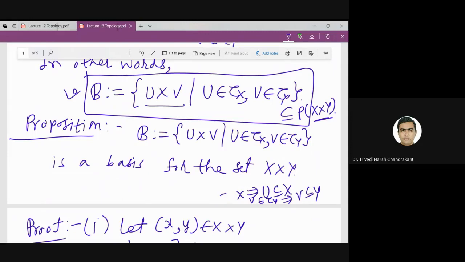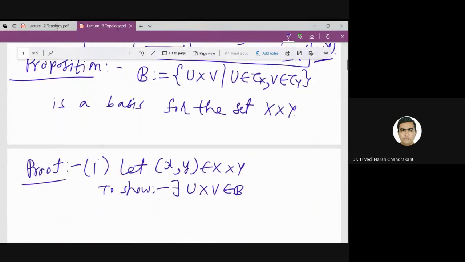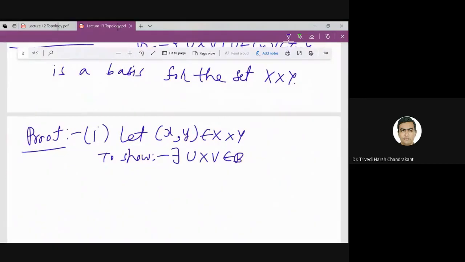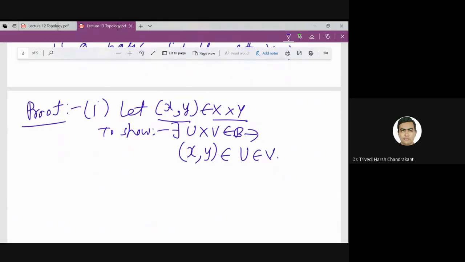Now we need to check that this is a basis. So that is what we were discussing. First, to discuss the first property, for every element of the set we have to find a basis element such that (x, y) belongs to the basis element. So that is the first property we need to show. So what is the justification here?